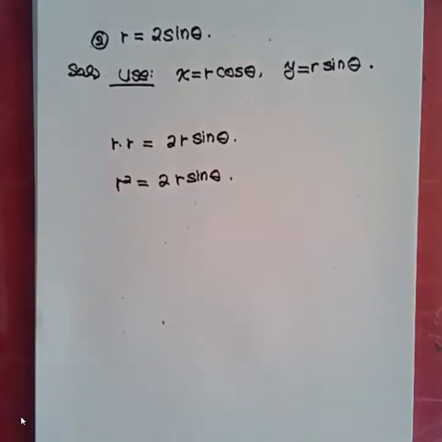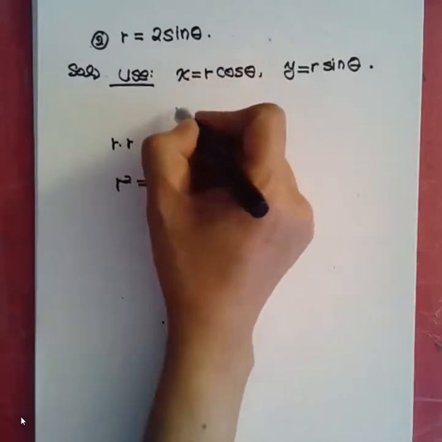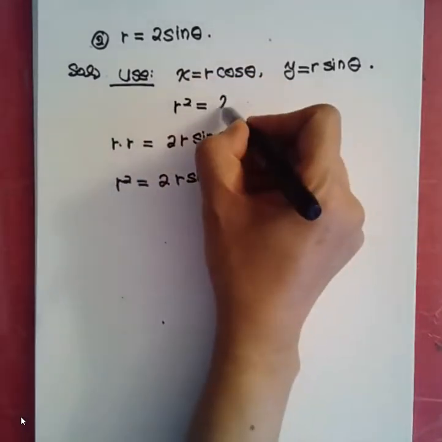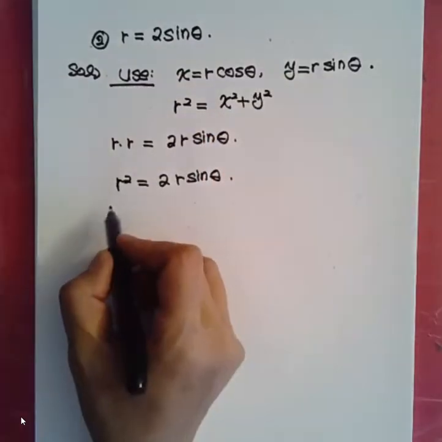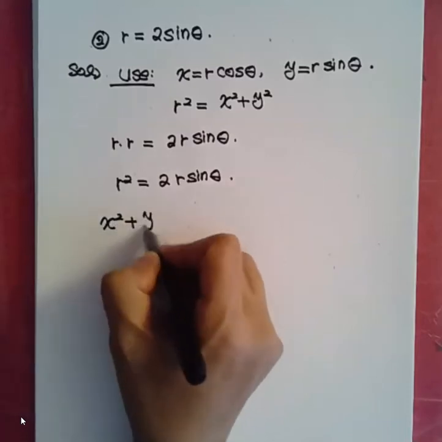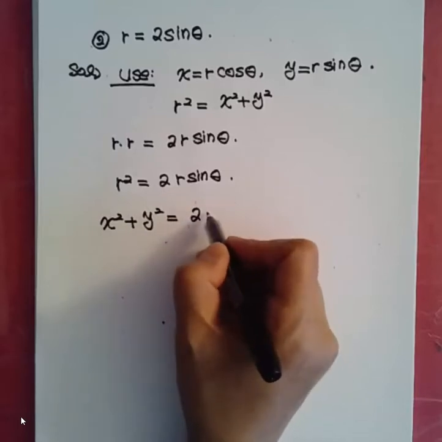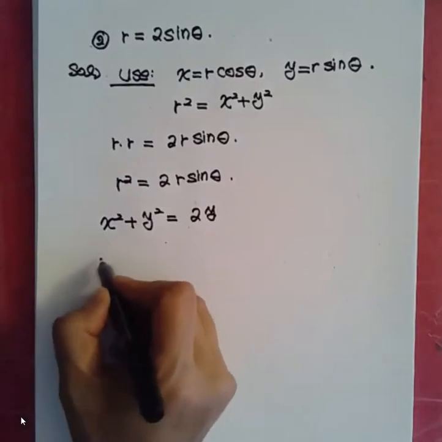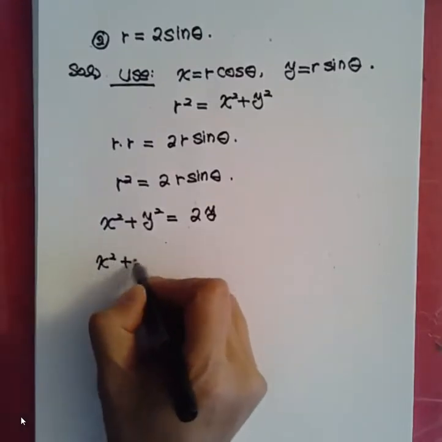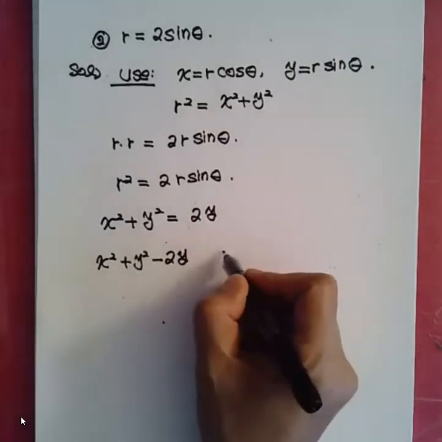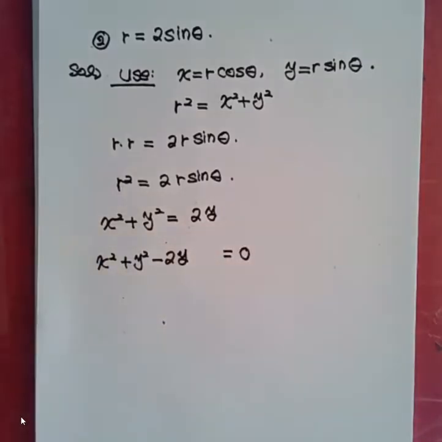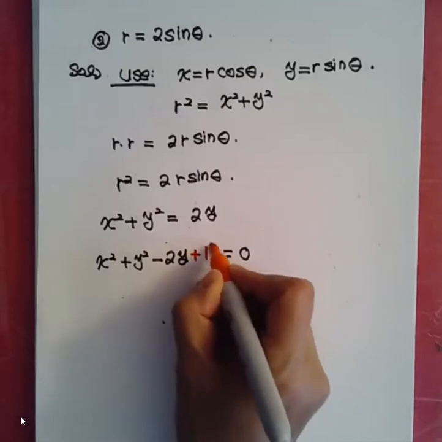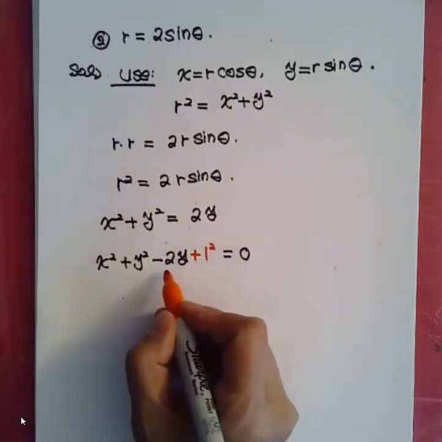We want to relate that with the rectangular coordinate system. So another relationship we want to use is r squared equals x squared plus y squared. So r squared is x squared plus y squared on the left side, and on the right side we have 2 times y. To finish the problem, we do x squared plus y squared minus 2y equals 0. We moved 2y to the left side, and then what we will do is complete the square. The number we have to add on both sides will be the half of the number in front of y squared.